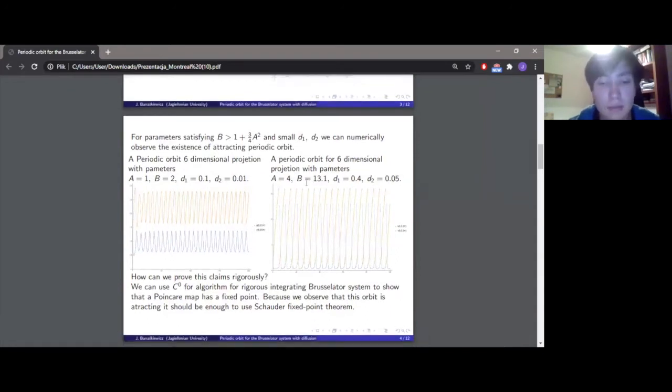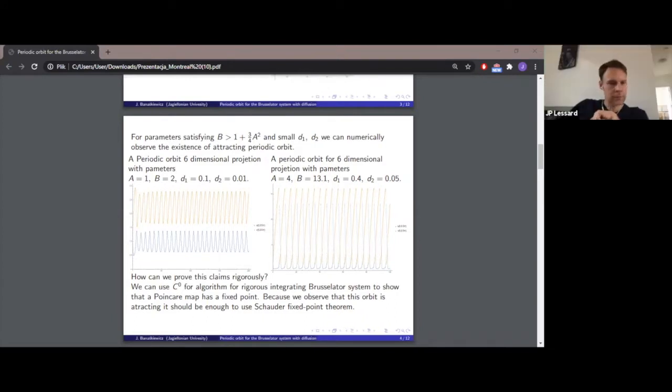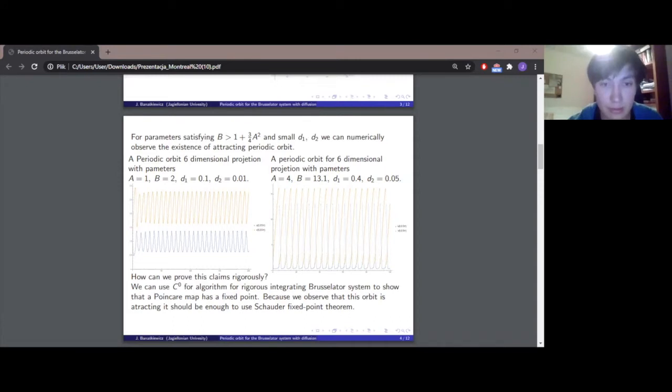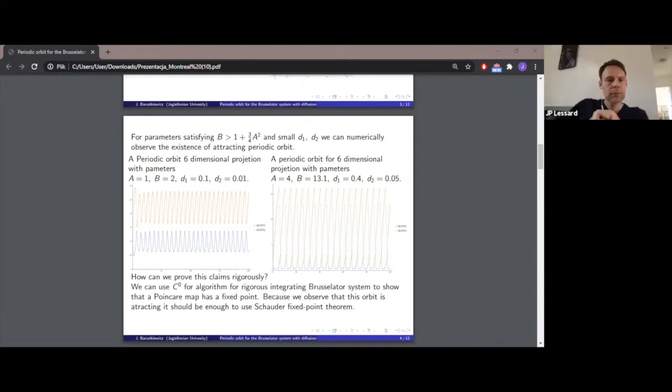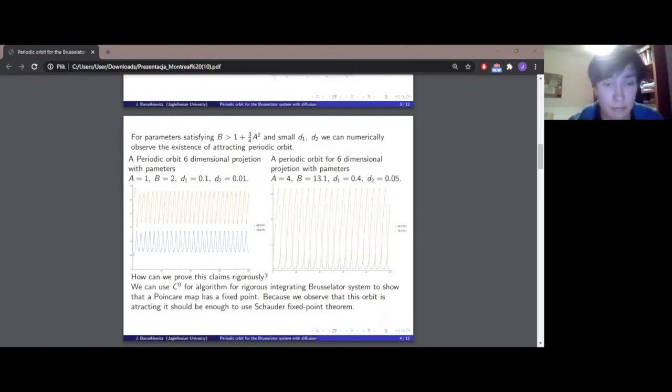So let's show you an animation of this periodic orbit. Can you see the screen? Can you see the video? No, we cannot see the video. Okay, maybe I'll try to share again. Okay, can you see now?